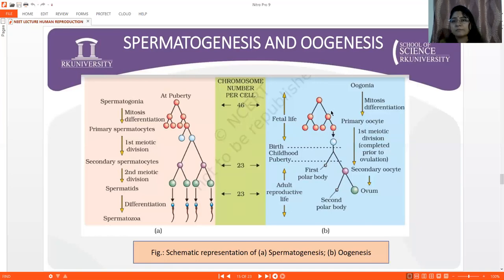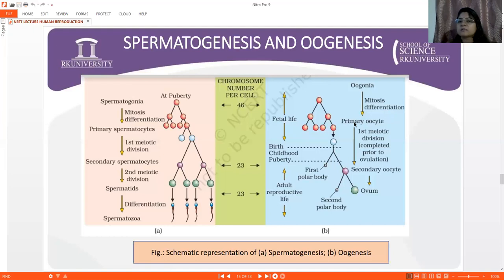Coming to the second, that is the female process. Here you can divide it into two parts: fetal life, and the second one called adult reproductive life. In fetal life, what happens? Oogonia will be there, mitotic differentiation will take place, and primary oocytes will be formed. This is the process in fetal life, and in that it is already done. After that, birth will take place, childhood will be there, and then the puberty process.